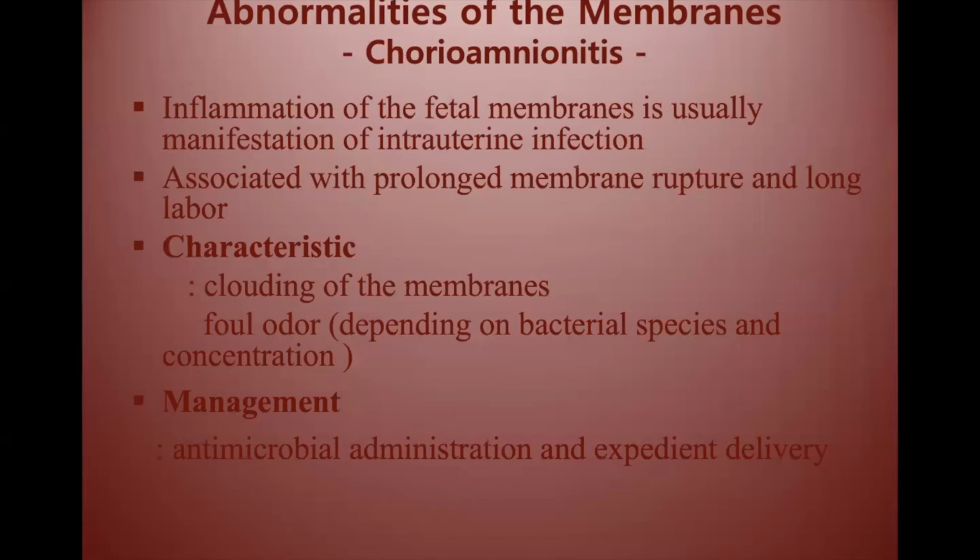Abnormalities of the membrane, chorioamnionitis. Normal genital tract flora can colonize and infect the membranes, umbilical cord, and eventually the fetus. Bacteria most commonly ascend after prolonged membrane rupture and during labor to cause infection.